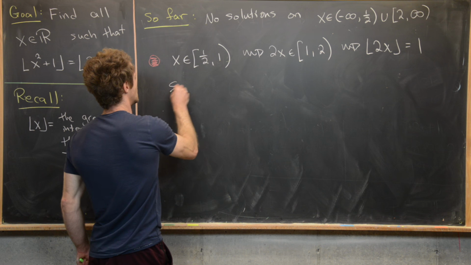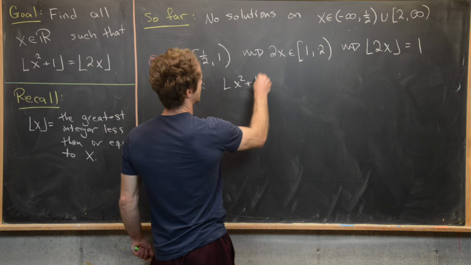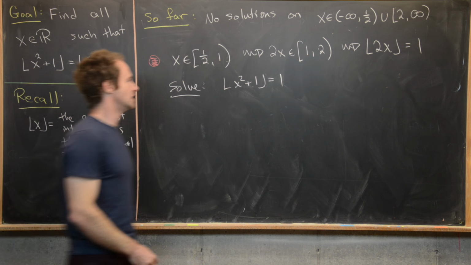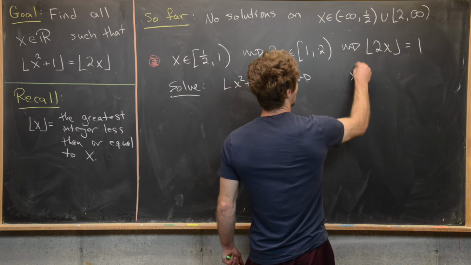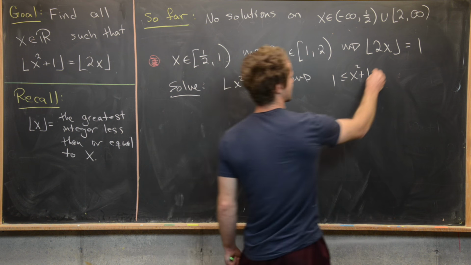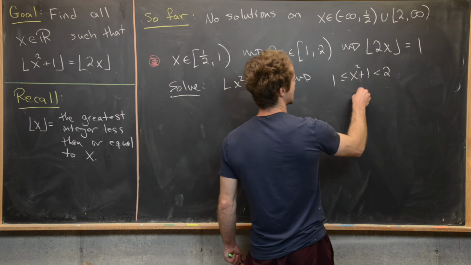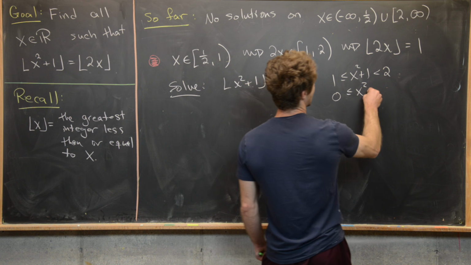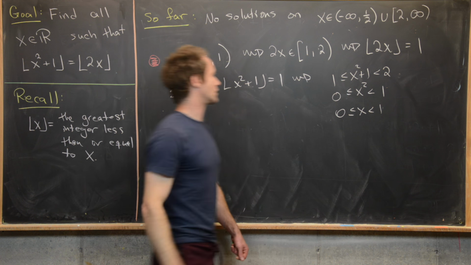Which means what we really need to do is solve for the floor of x squared plus 1 equal to 1. Okay, so let's go ahead and do that. Notice that the floor of x squared plus 1 equals 1 is the same thing as x squared plus 1 being bigger than or equal to 1, or strictly less than 2. But now notice that that means that x squared is bigger than or equal to 0 and strictly less than 1, which means that x is between 0 and 1.